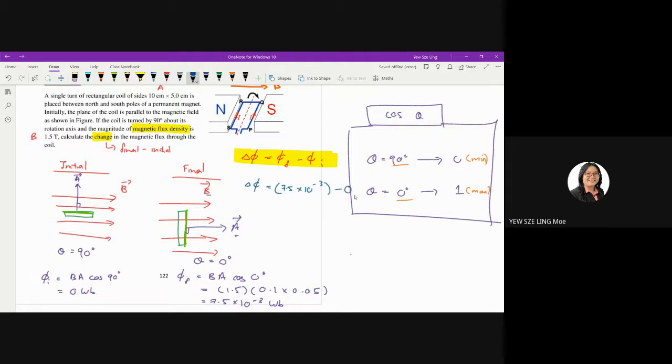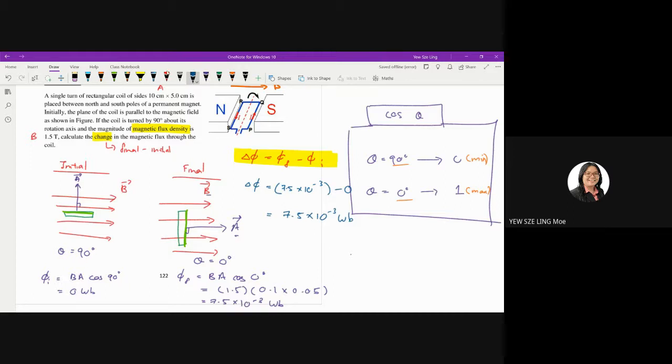You still have to show it even though you know it's 0, because this is part of the steps, part of the solution. You cannot leave it at phi final and phi initial. You need to show this step. Even though you know phi final minus phi initial is still going to be equal to phi final, you need to show the complete step. So the final answer is 7.5 times 10 to the power of negative 3 Weber.